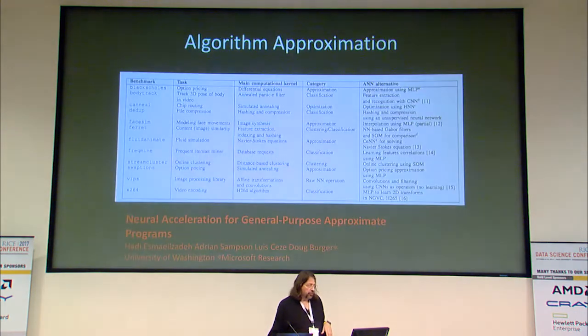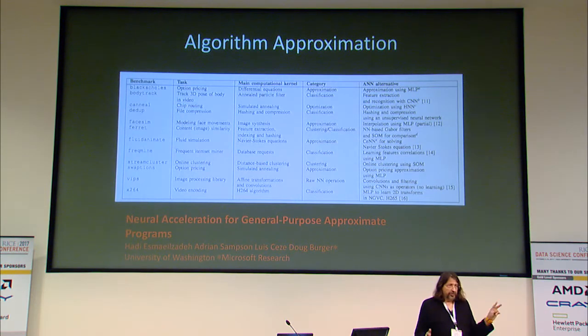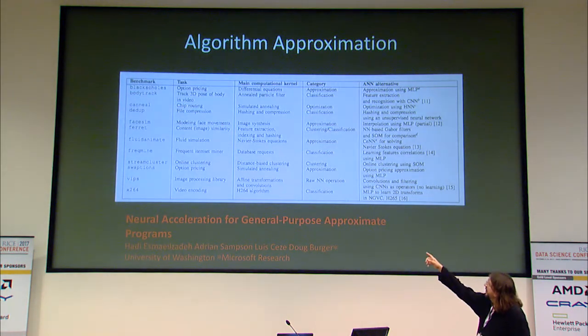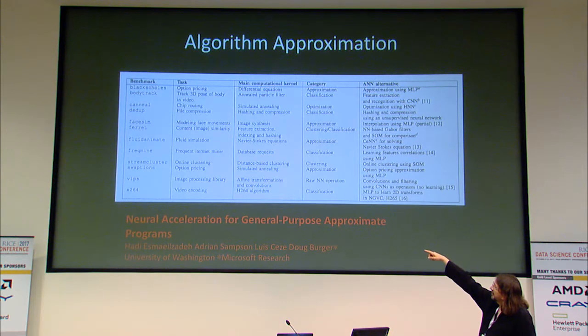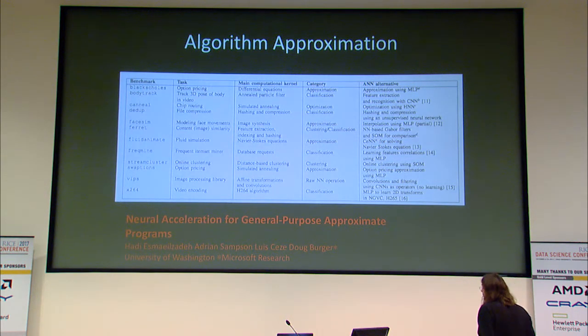Okay? And so in the Microsoft study, they picked a bunch of, I don't really want to call these applications, they're almost like benchmarks, such as Black-Scholes and some fluid mechanics and some other stuff. And the kernels in there are traditionally either some PDE kernels or simulated annealing or some image feature extraction. They mapped those into either a classification problem or some approximation effort, and then they replaced that kernel with a machine learned function.